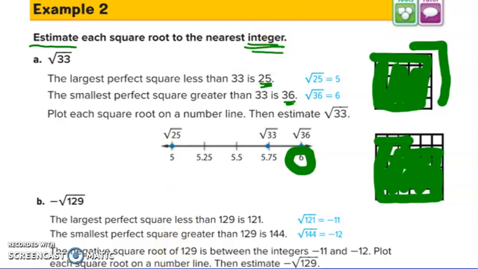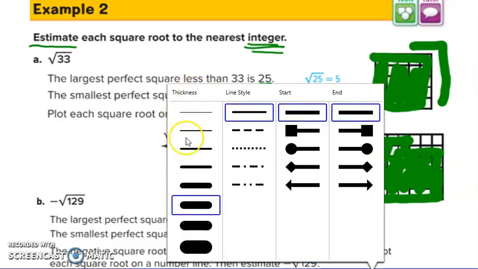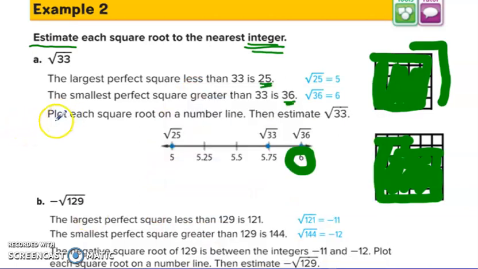Now when you estimate, you don't always just put equals that number. Instead, you would write the square root of 33 is approximately 6. It's not a perfect equals, is it? It's close to it, though. It's the closest to this one, definitely closer than that one.